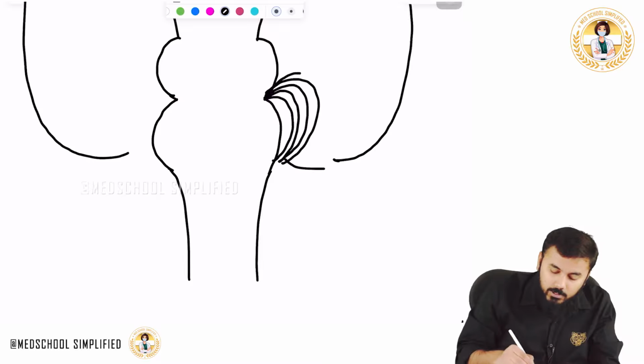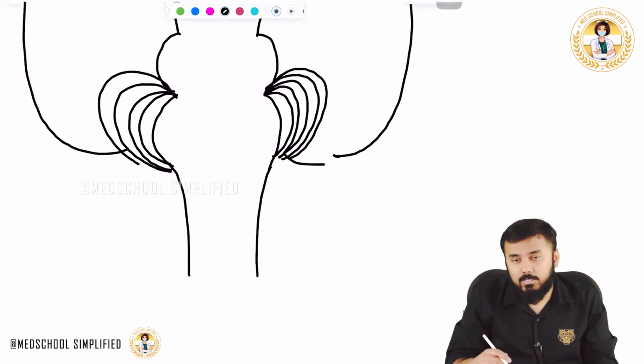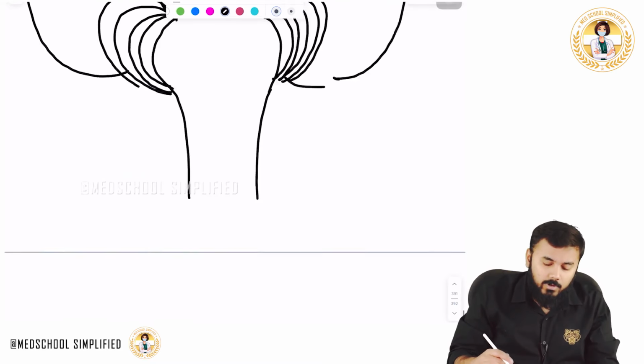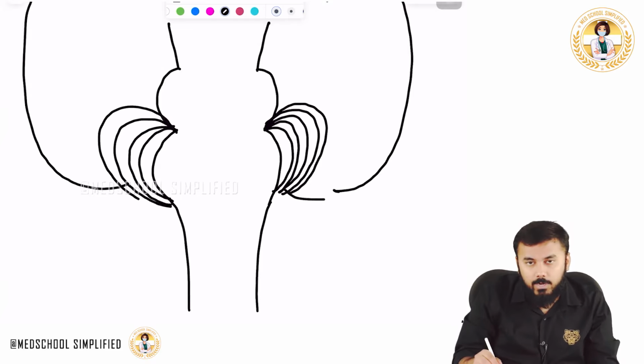Cerebellum is present behind what? Cerebellum is present behind your brainstem. Now, the next important thing is that this is your pons. This is your midbrain, and down you have your pons and medulla oblongata.